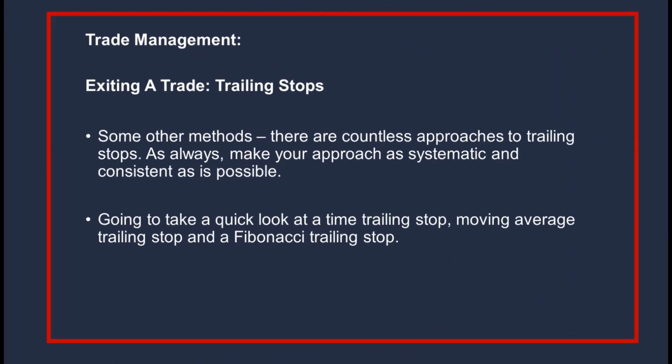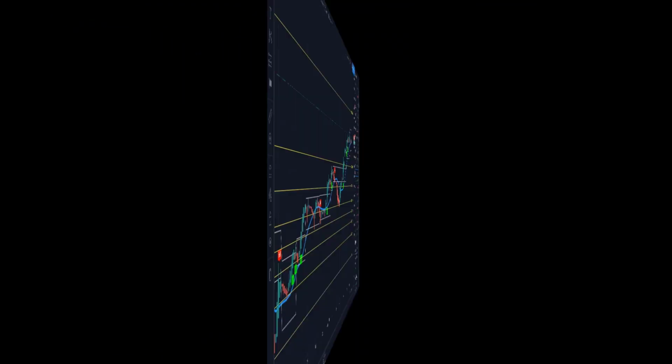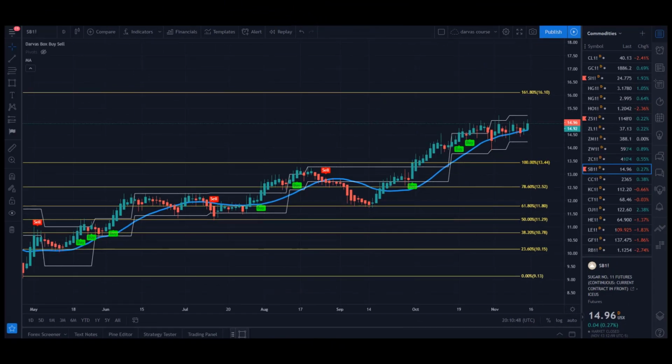You could write a book on trailing stops alone, but I'm just going to throw 3 other ideas out there that could be used on their own or in combination with Darvas's methodology. But as always, whatever approach you take, make it systematic and as consistent as possible. So, 3 methods to look at here very quickly, alternatives to the Darvas Box stop methodology.